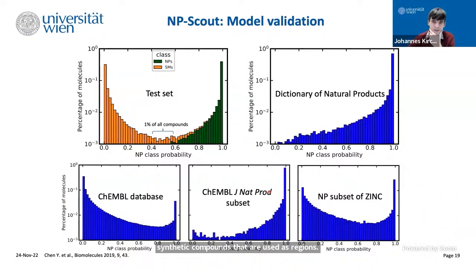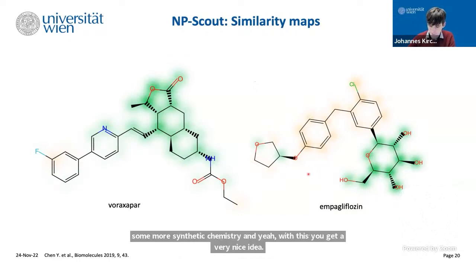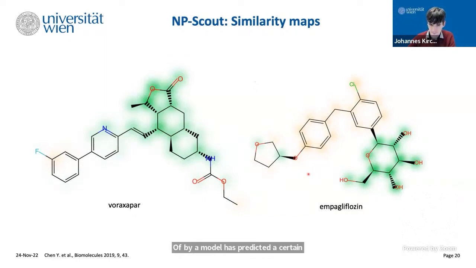And models like this can help you very easily to curate your data. On top of that, you can use these similarity maps, which allow you to visualize which atoms in a molecule were decisive for the classification of a compound. So here you see, for example, in green, parts in a molecule that are obviously related to natural products and other parts that are related to some more synthetic chemistry. With this, you get a very nice idea of why a model has predicted a certain compound or assigned a certain class label to a compound of interest.